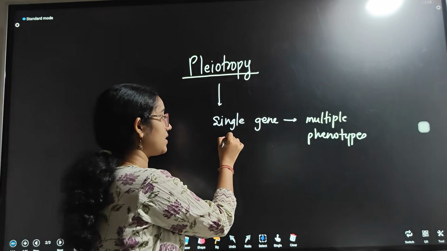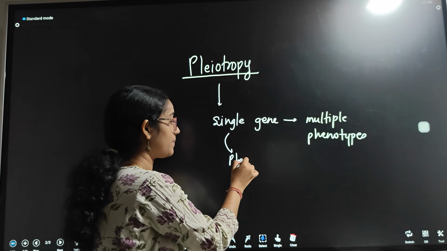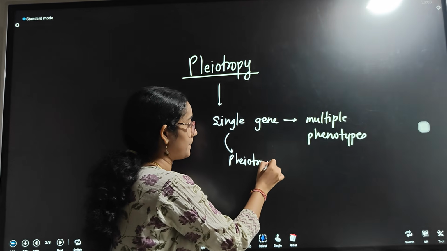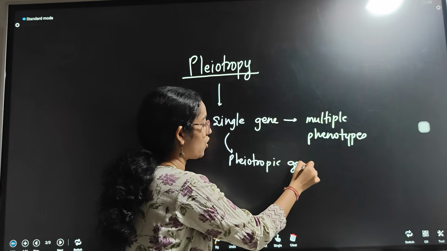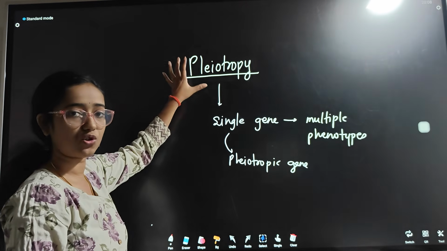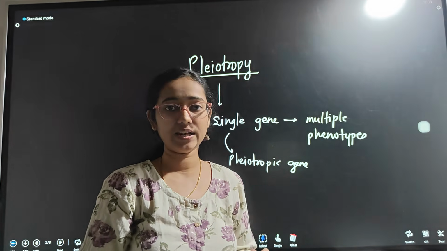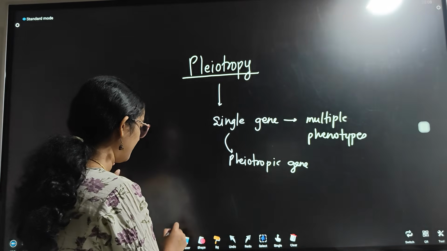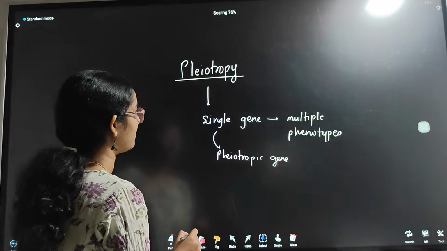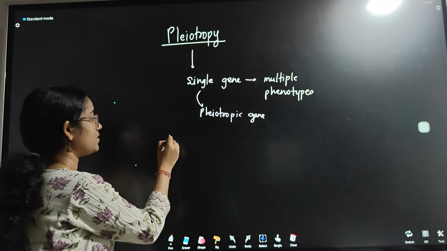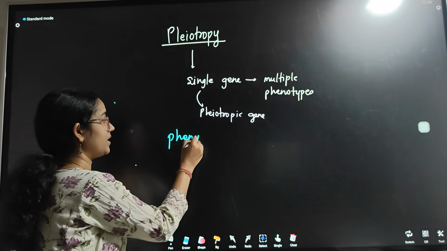So when a single gene is responsible for giving multiple phenotypes, that gene is called a pleiotropic gene, and this phenomenon is called pleiotropy. So let us understand pleiotropy with the help of one example, and that is phenylketonuria. Now see what happens in phenylketonuria.